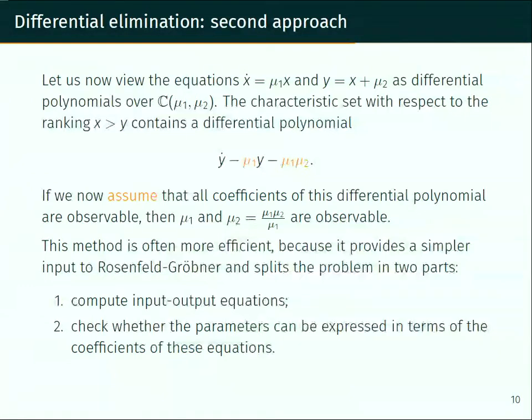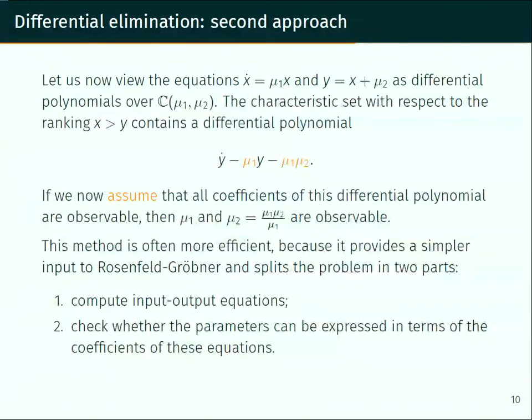Okay, so this approach is in many cases faster than the previous one because you take fewer variables into Rosenfeld-Grobner and you give it fewer equations. So this is supposed to work faster. There is this second stage, but you somehow divide the problem into stages. It usually helps in computation.